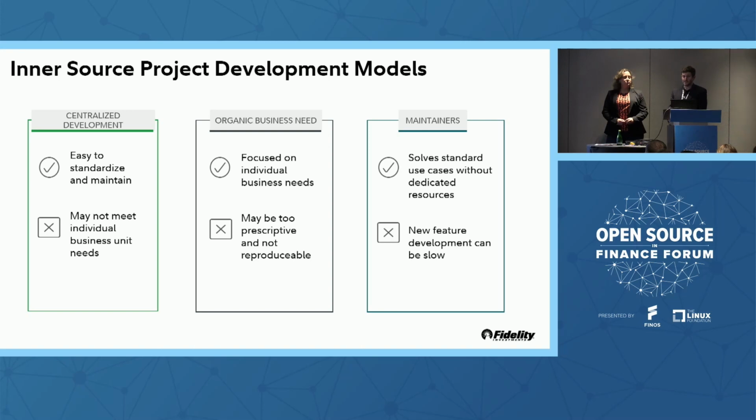But it also relies on those maintainers to guide the contributions of individuals that want to change the project, because they're really not there to add features. They're just there to get people to contribute. A great example of where we're using this right now is that we have several Terraform providers that we maintain internally, and these are maintained by a group of maintainers using that last model. One other disadvantage here is that because there are probably no dedicated resources, new feature development can be very slow on this model.